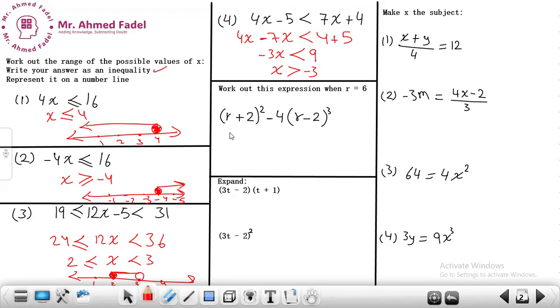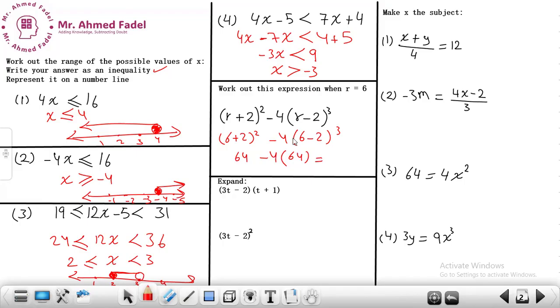Work out this expression when r is equal to 6. So I'm going to do here 6 plus 2 all squared minus 4 times 6 minus 2 all cubed. 6 plus 2 is 8 squared. 8 squared is 64. Minus 4 multiplied by 6 minus 2 is 4. 4 cubed is what? 64.